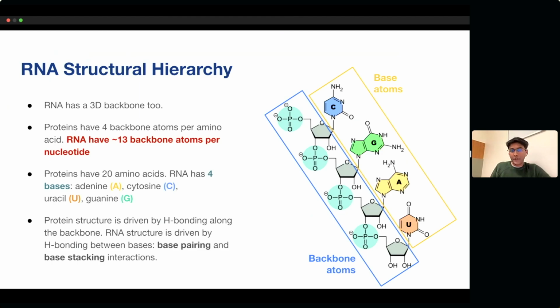And protein structure, the tertiary structure that drives protein folding, is driven by hydrogen bonding along the backbone. But in RNA, it's between the bases themselves. And this gives rise to really important or interesting phenomena like base pairing and base stacking that give you that really globular 3D shape.